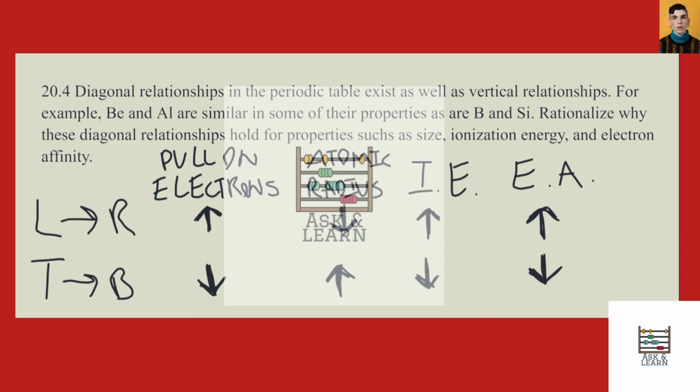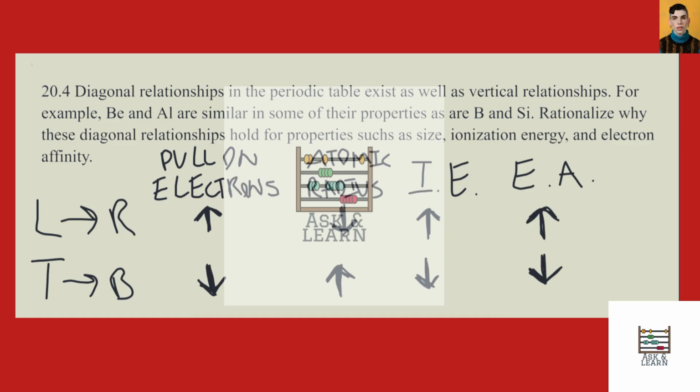So if we're going diagonal down the periodic table, then we're going both from left to right and top to bottom at the same time. So let's talk about those individually. What happens when we go left to right and what happens when we go top to bottom?